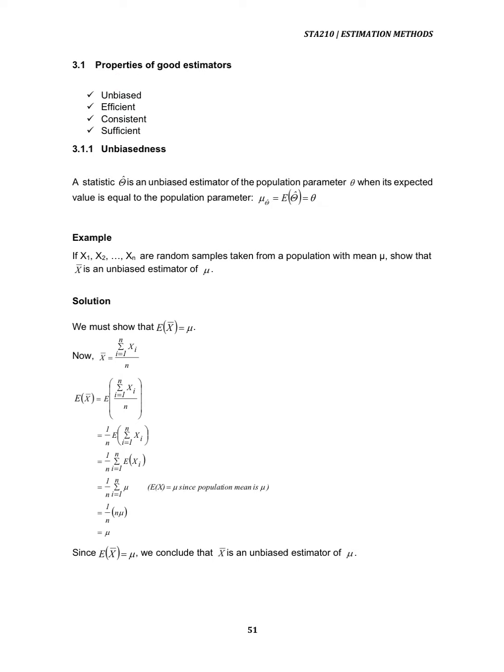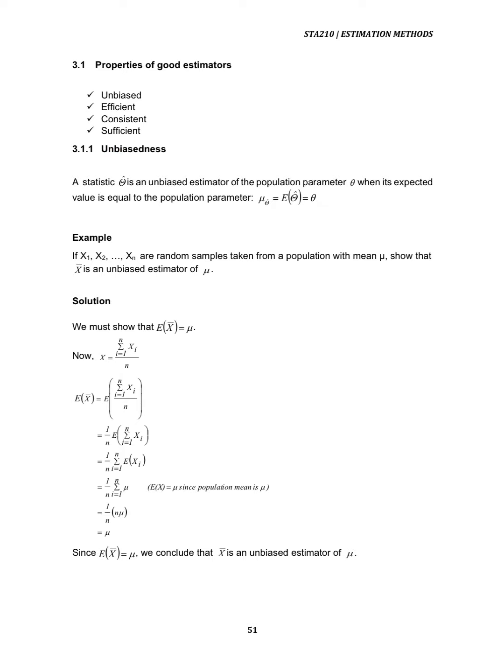Let's take a look into the properties of a good estimator. There are 4 types of properties that we will look at in order to determine how good our estimators are. The first one is called unbiased. The second one, efficient. The third one is consistent. And the last one is sufficient.